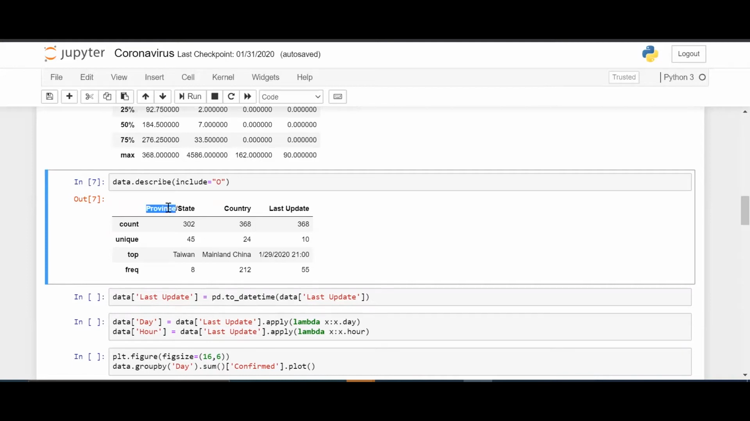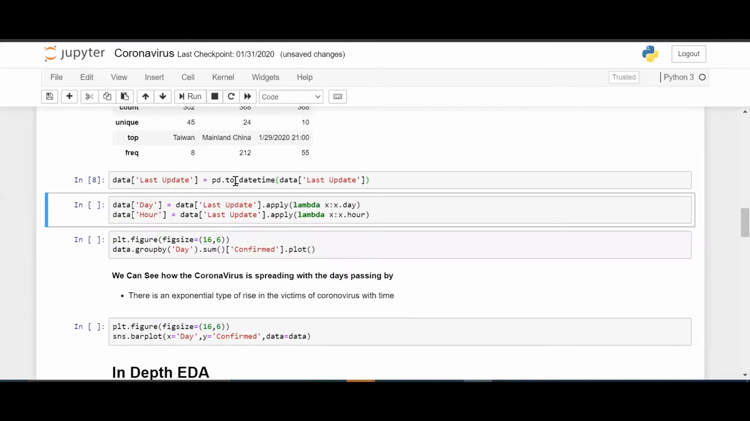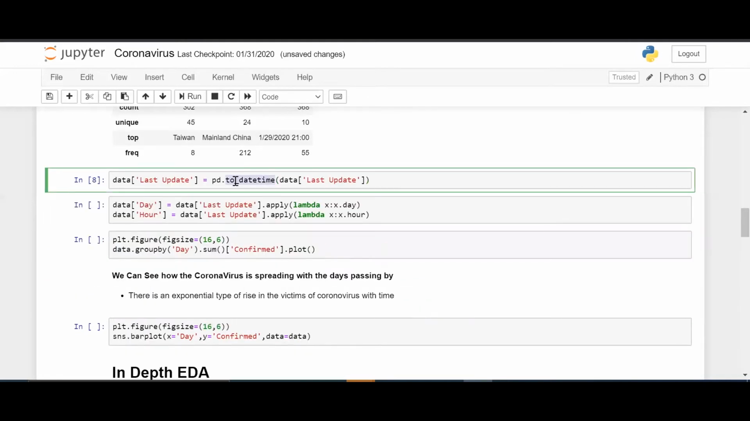So you have the province, which is nothing but the region under observation, the country, and the last update date. Right, so here are the numbers. You have province as top, first province is Taiwan, first country as mainland China, and the last update is 29th January 2020. Okay, so there's one important operation which needs to be performed upon date: objects which have to be converted to datetime.